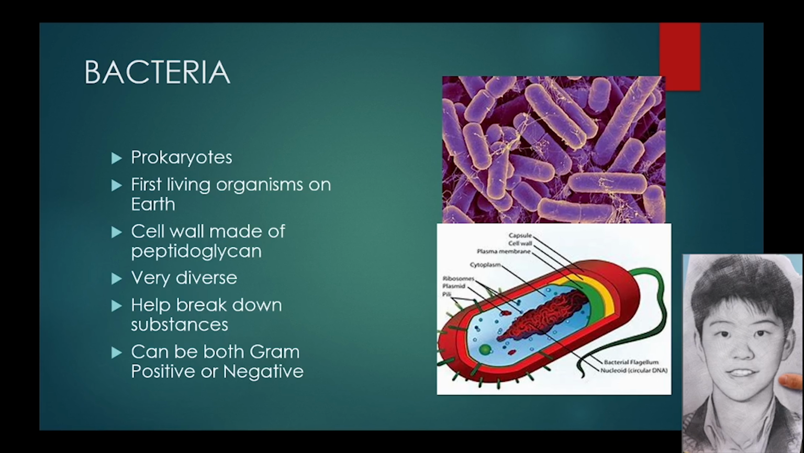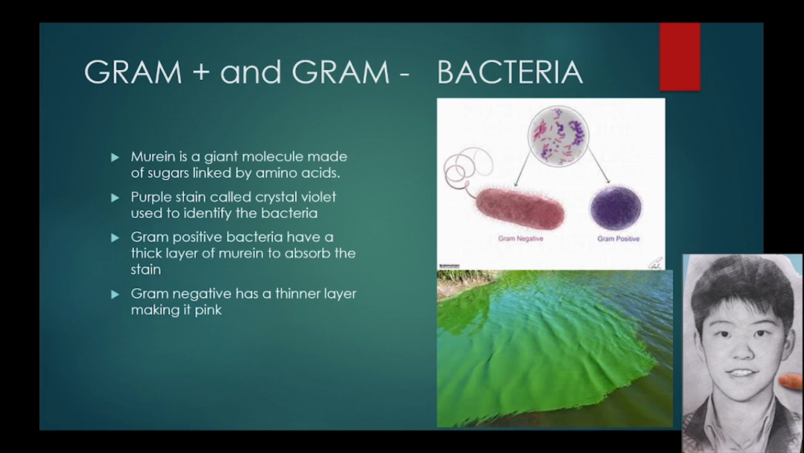Heterotrophs are consumers. They rely on eating other organisms to obtain their energy. So bacteria can also be gram-positive or gram-negative. So, gram-positive and gram-negative bacteria.